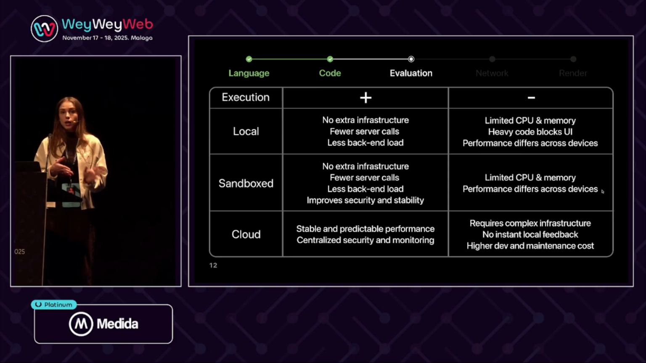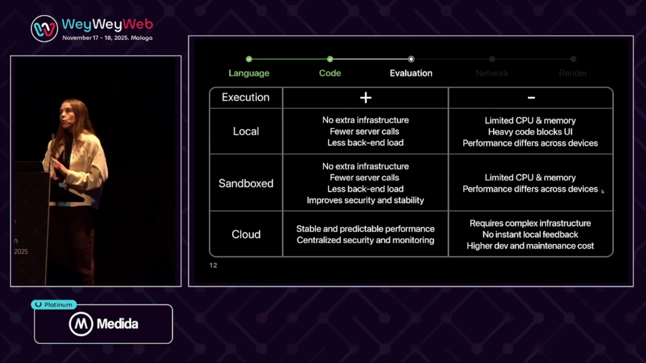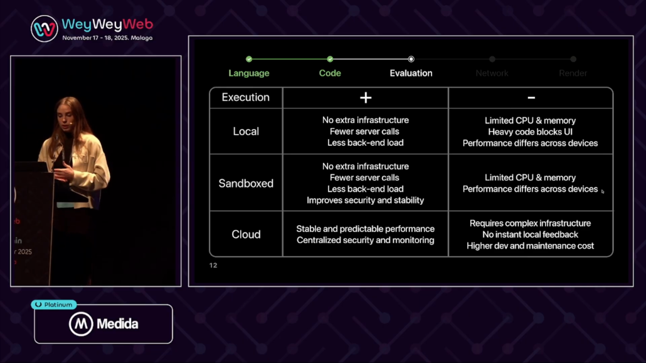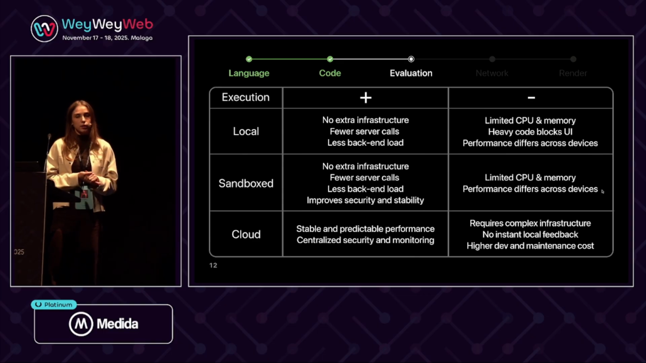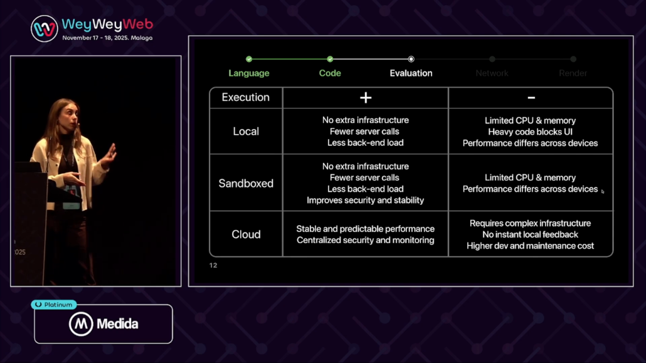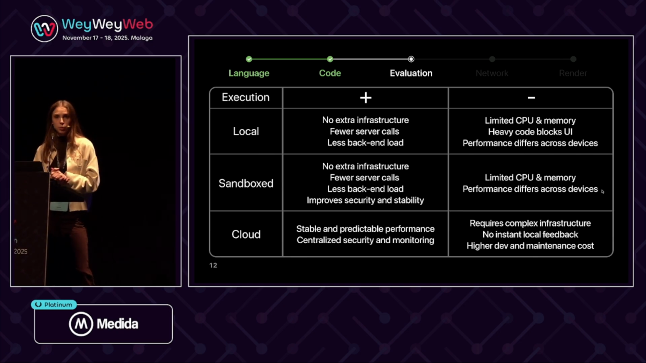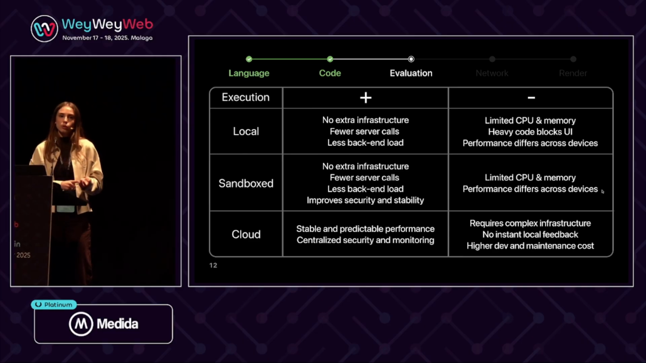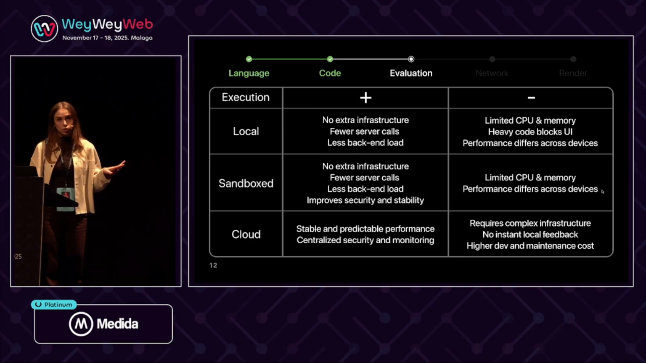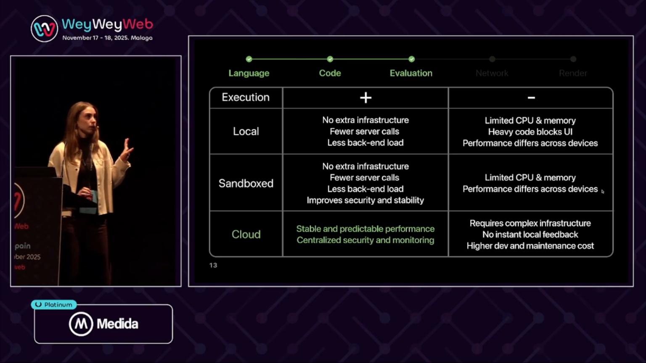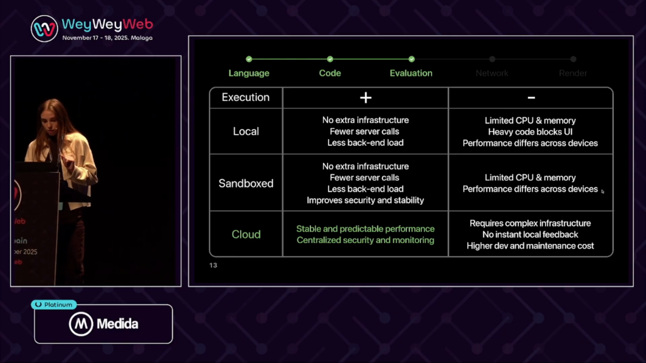And the last approach is cloud execution. Here, we lose most advantages of local execution, so we will need complex extra infrastructure. It would take more development time, and we will have network delay, of course. But running code in the cloud means stable and predictable performance. We can reuse parallelized scripts between the users. So in our company, we decided to rely on this cloud execution.